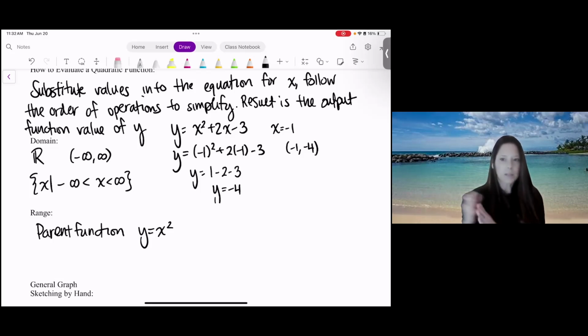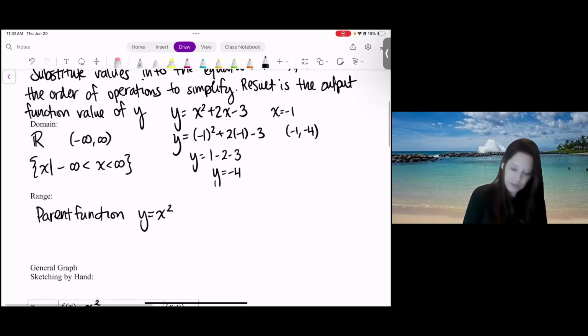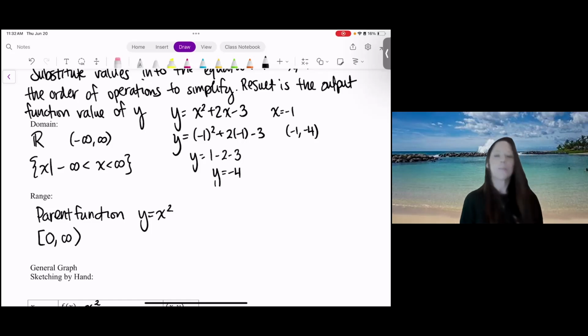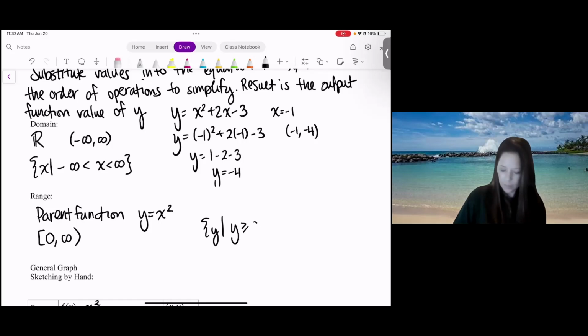So I've got the positives handled, I've got the negatives handled. What about 0? 0 squared is 0. This means that the lowest number that I could get for the function output is 0. It's going to be 0 or more. That means that the range is from 0 up to positive infinity. If I was to write that in set notation, I would say the set of all y values such that y goes from 0 or more.